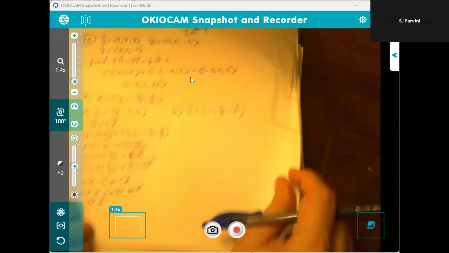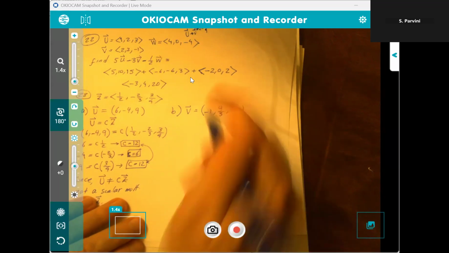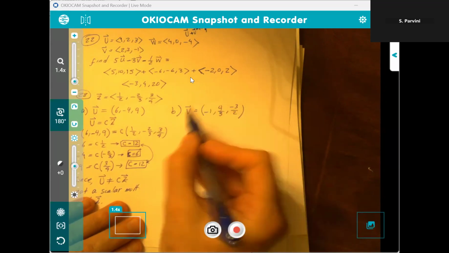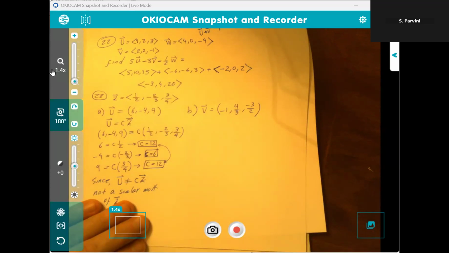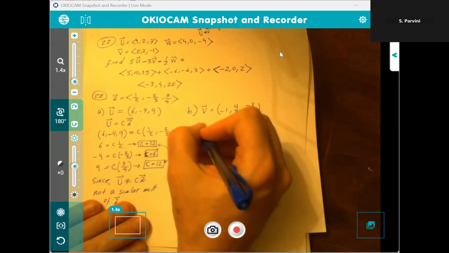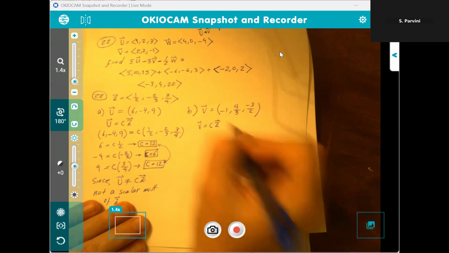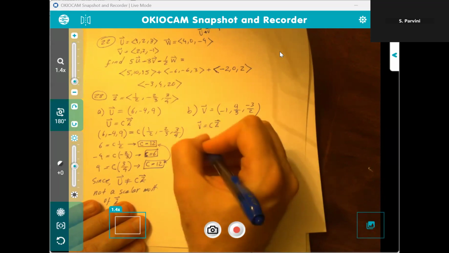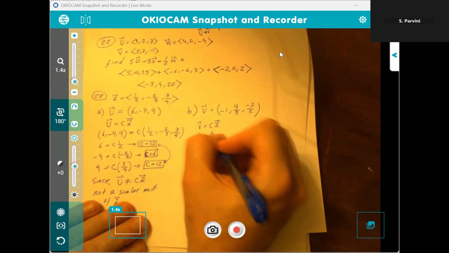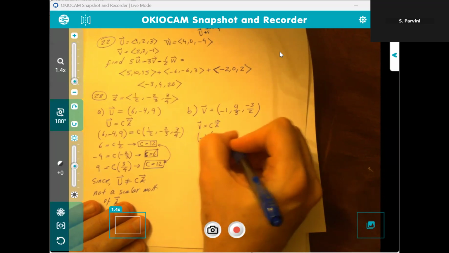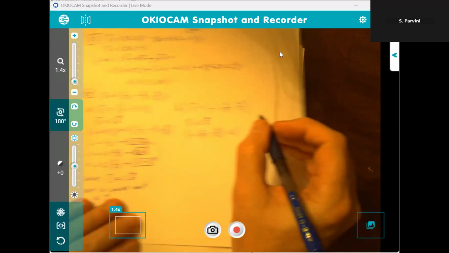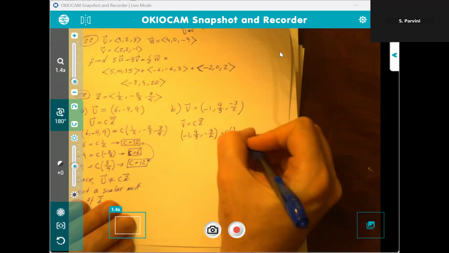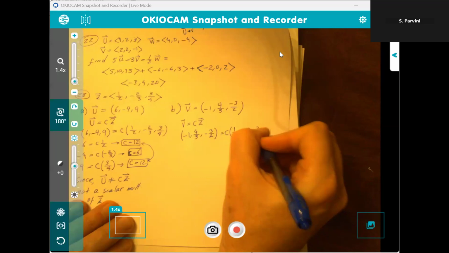Now let's do the same thing for part B. Again, if V is now a constant multiple of Z, the same thing holds. So we should be able to write V this time as C times Z. Vector V, -1, 4/3, -3/2, equals C times Z, which is a half, -2/3 and 3/4.